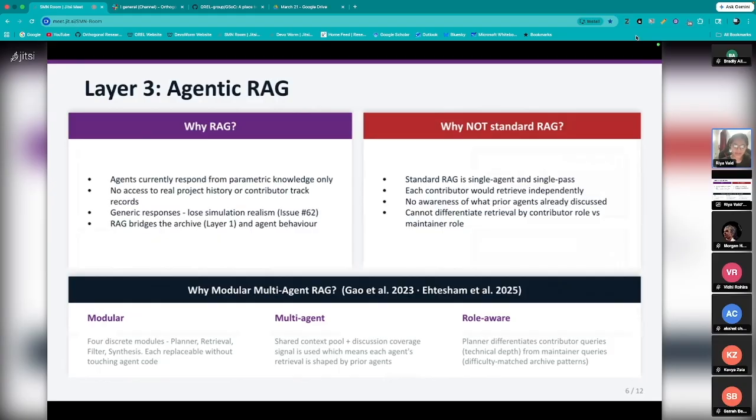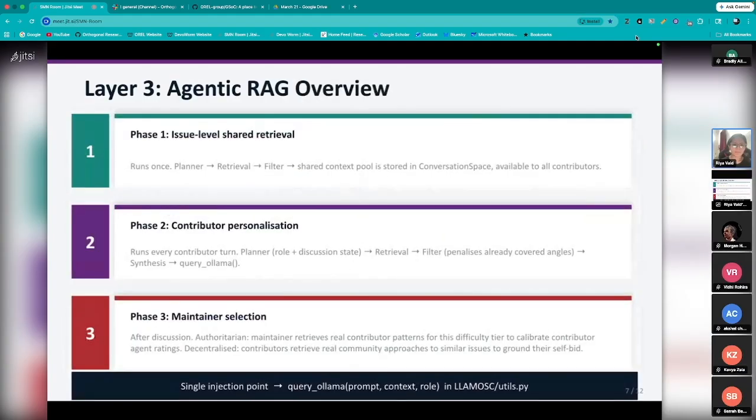Just a brief idea of why modular. The RAG is divided into four discrete modules. Each module is independent and easily replaceable without touching the agent code. It's multi-agent because they have a shared context pool plus a discussion coverage signal, which means each agent's retrieval is shaped by prior agents' discussion. And it's role-aware because the planner differentiates contributor queries from maintainer queries.